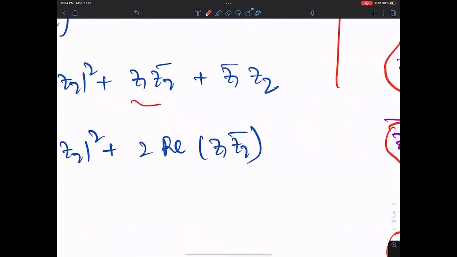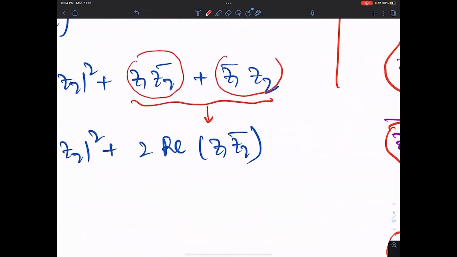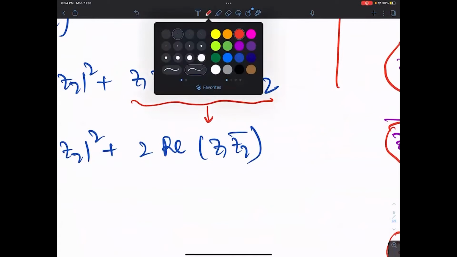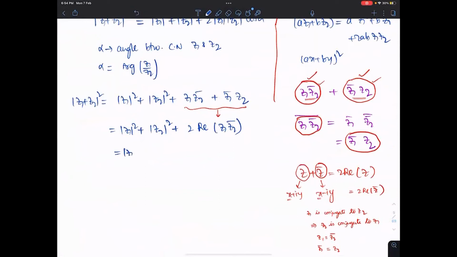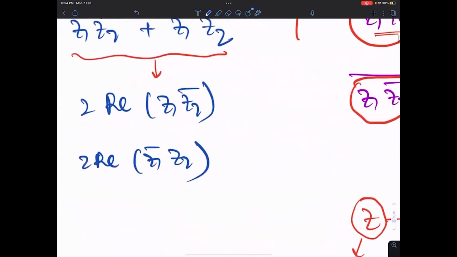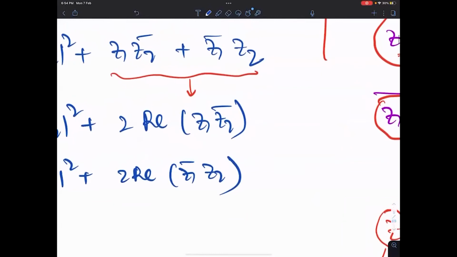Now you understand this one. I have written 2 times real part of Z1 Z2 bar. Why? If this is Z, then this will be Z bar. So you can write like that. Z plus Z bar is 2 times real part of that complex number. Or you can write it as mod Z1 square plus mod Z2 square plus 2 times real part of Z1 bar Z2. Okay. So this is Z, this is Z bar.